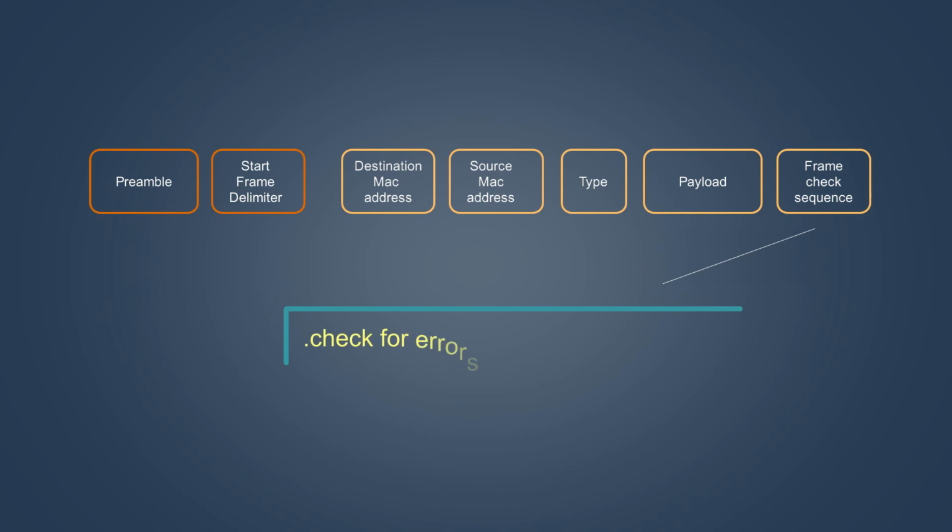The final segment is what is known as a frame check sequence. This is a hash of the entire frame that will help the receiving device determine if the data is intact or has been corrupted.